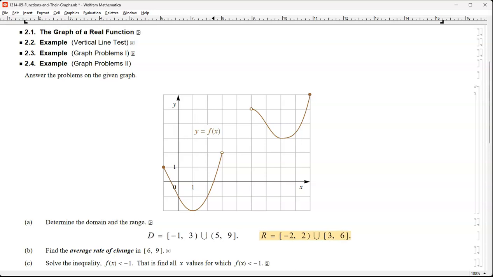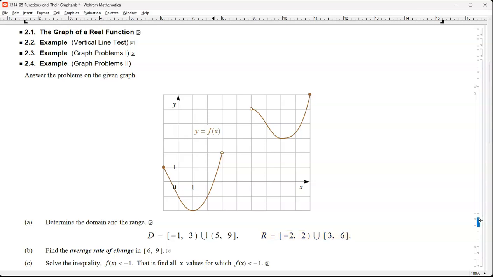Now does it make sense? This point is not emptied out, so this is bracket. We have this parenthesis here because this point is emptied out. And this point is emptied out, but that's okay. It's going to be covered by this part. A bit tricky for range, but you can answer like this.